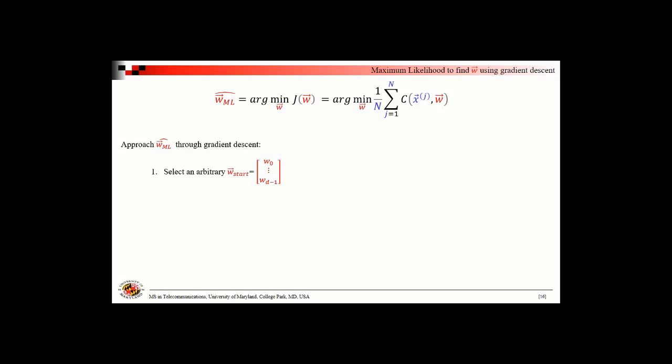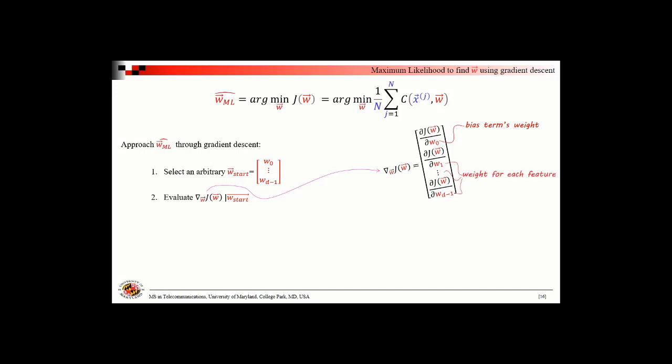Well, we started at an arbitrary initial point. Then we evaluated the gradient of the cost at that point. What was the gradient of the cost again? Well, it's a vector of all the partial derivatives of the total cost with respect to each of the coefficients. Remember that in our course, W0 is the coefficient that multiplies the bias term. It multiplies 1. It doesn't multiply any of the features. It's simply the offset. All the other W's are coefficients of the features for each individual instance.